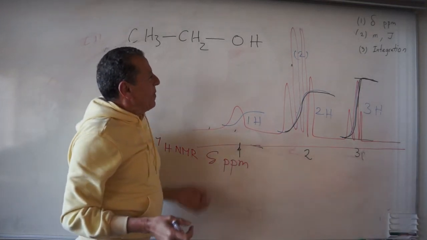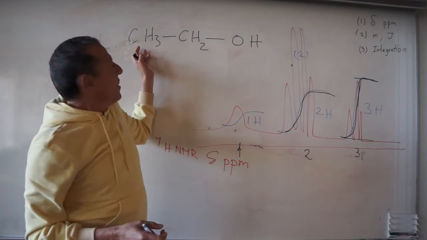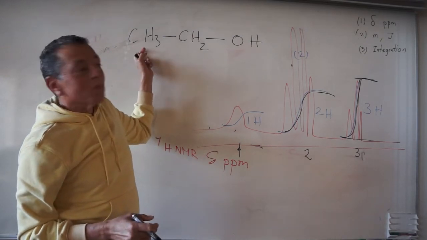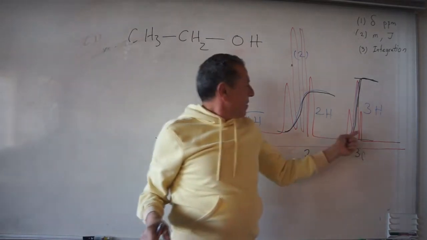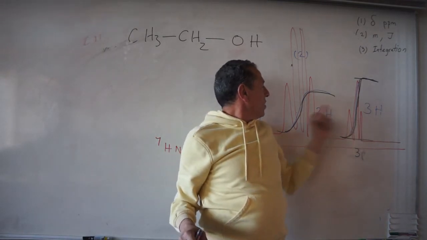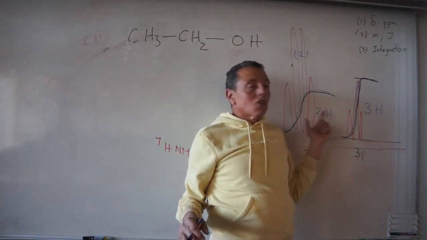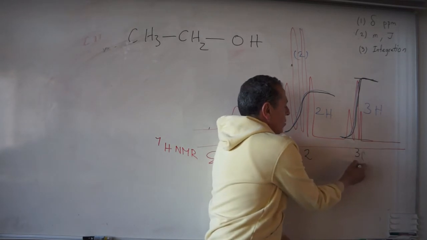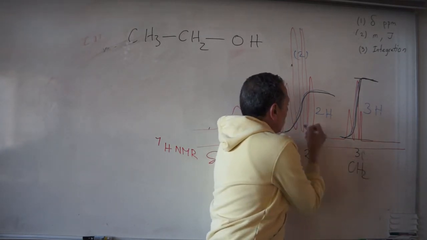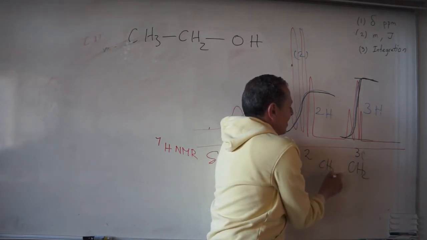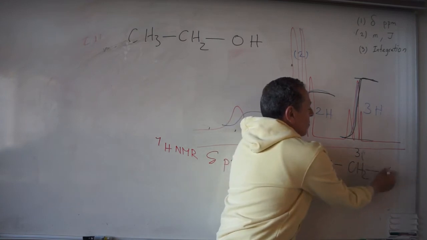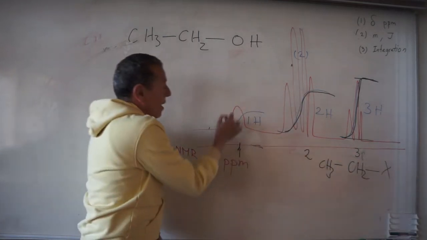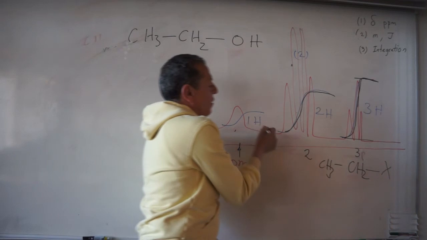So now you know how to calculate the hydrogens of the same group, right? Try to practice here. This is a triplet and this is a quartet. Triplet means that you have a neighboring CH2. Quartet means that you have a neighboring CH3. Then you have CH3, CH2X. And since you have this pattern, it means that you have a functional group.